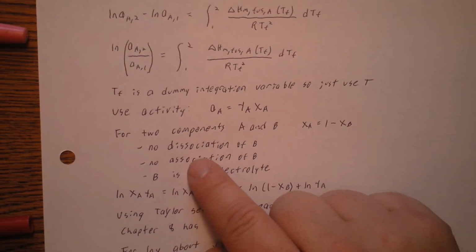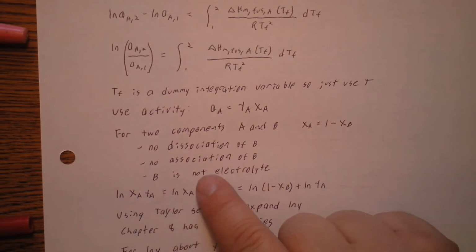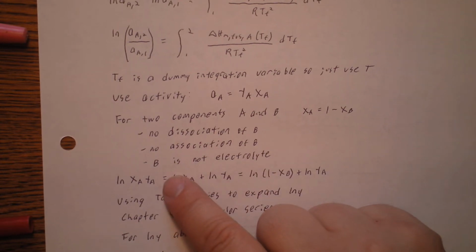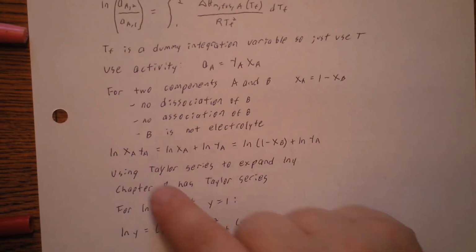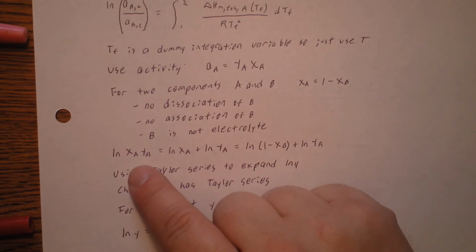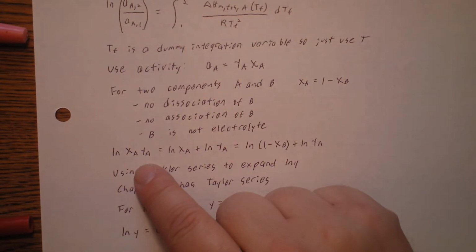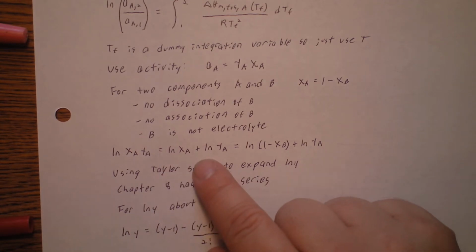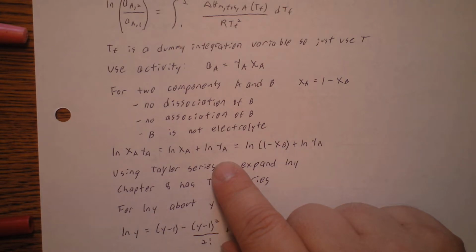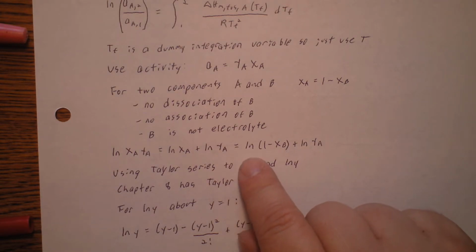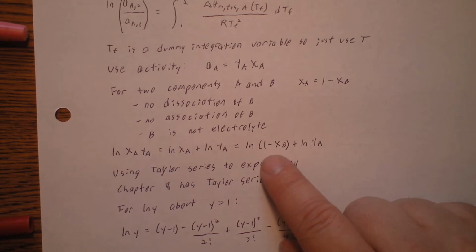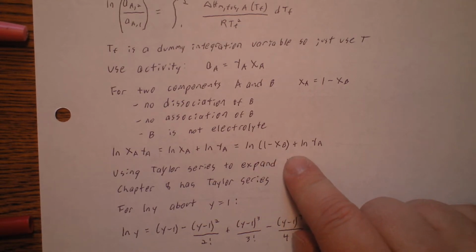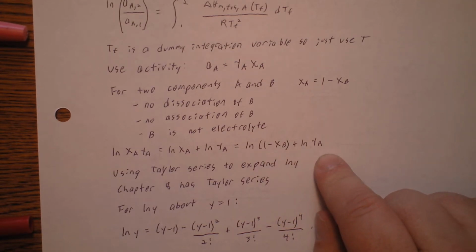Now that of course means there's no dissociation of B and no association of B, which of course means that B is not an electrolyte. So we have the natural log of the mole fraction of A times the activity coefficient of A equal to the natural log of the mole fraction of A plus the natural log of the activity coefficient of A, and that's going to be equal to the natural log of 1 minus the mole fraction of B plus the natural log of the activity of A.